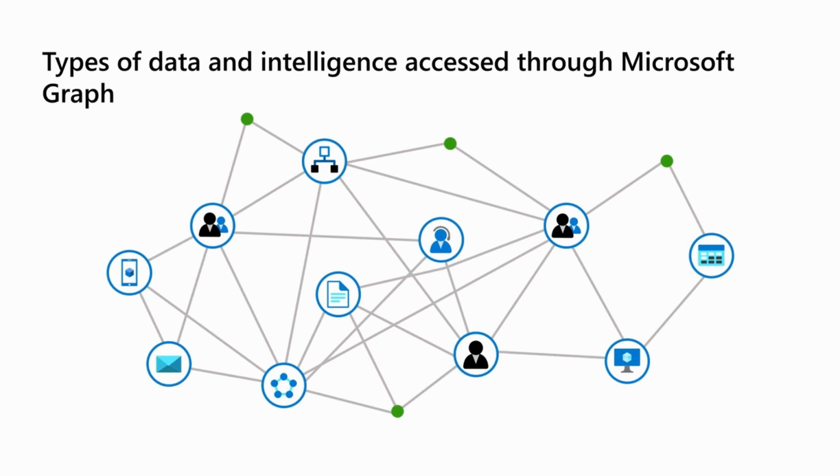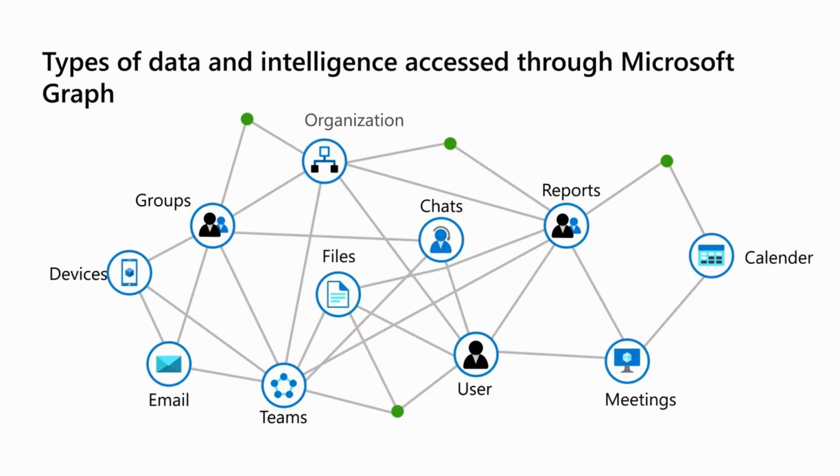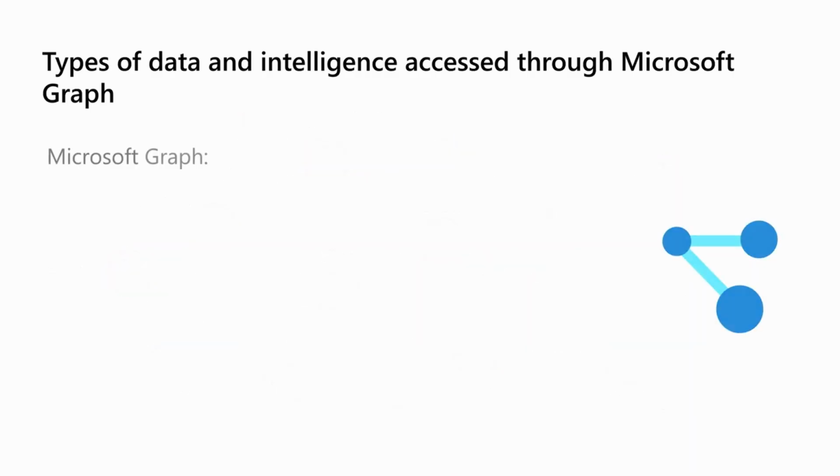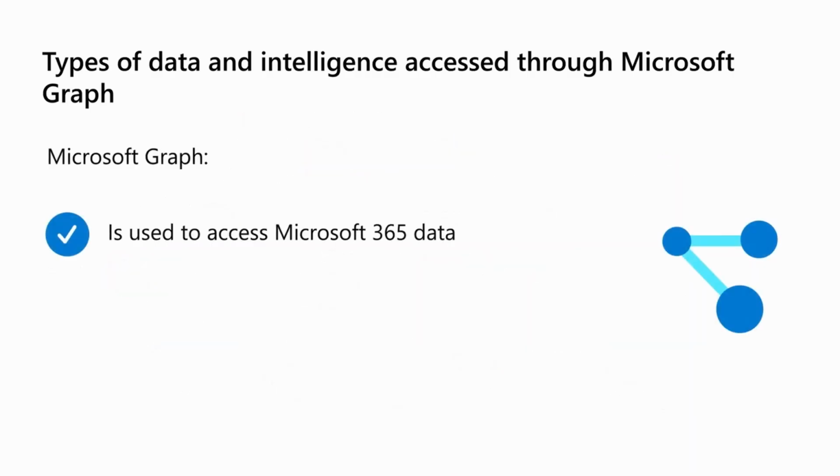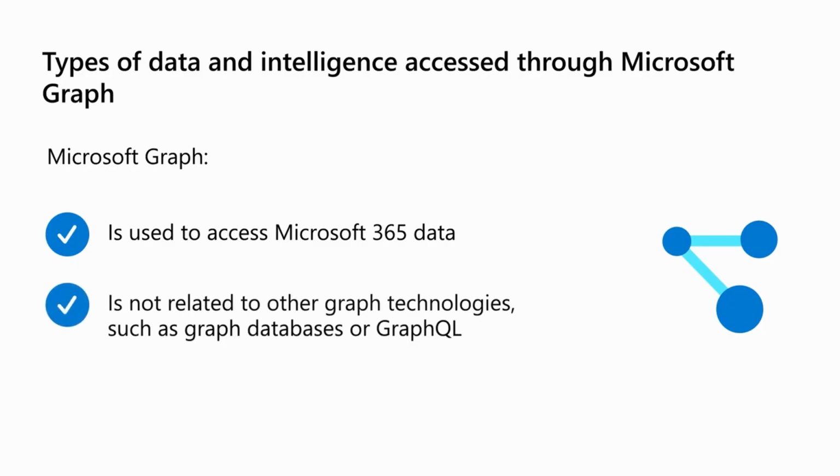Now let us look at some of the data that you can access. Users and groups, Teams data, tasks, files, mail, meetings and calendars, organizational charts. Also, it is important to point out that Microsoft Graph is specifically designed for accessing Microsoft 365 data. It is not related to other graph technologies such as graph databases or GraphQL.